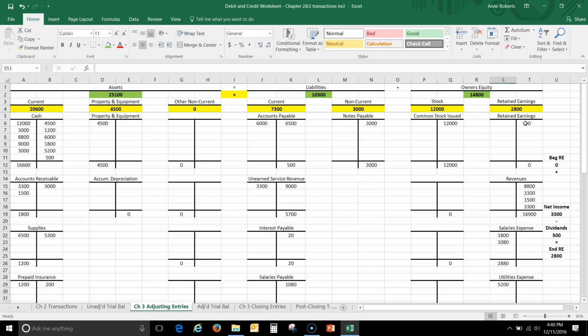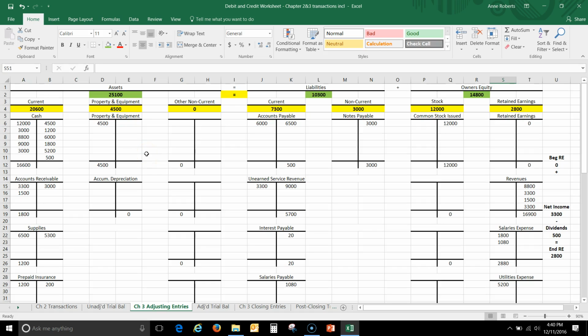All right, then we've got adjustment number 7. Now we've got depreciation that we need to record. In this particular case, we computed depreciation expense of $125. Now, understand that's associated with this property and equipment here for the $4,500. But understand what's happening here.